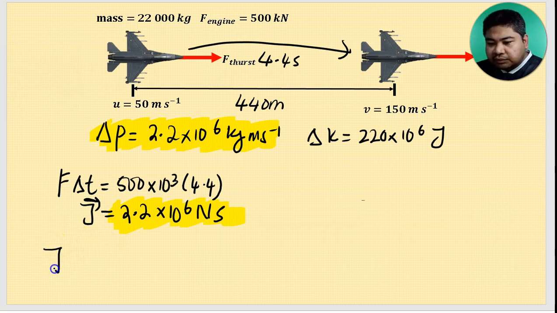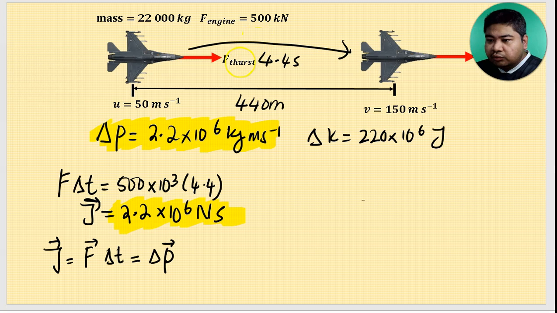So impulse is the amount of force, the net force that we apply to an object, times how long we apply the force, and it is going to be equal to the change in the momentum of the object. So that is what we have done here.